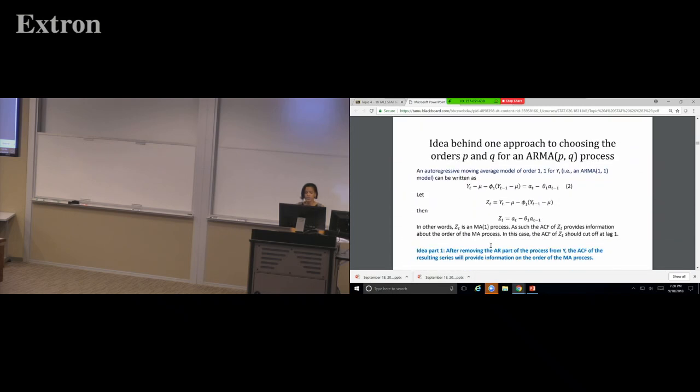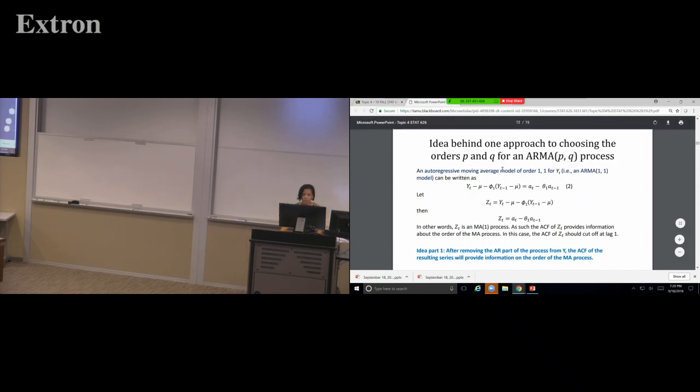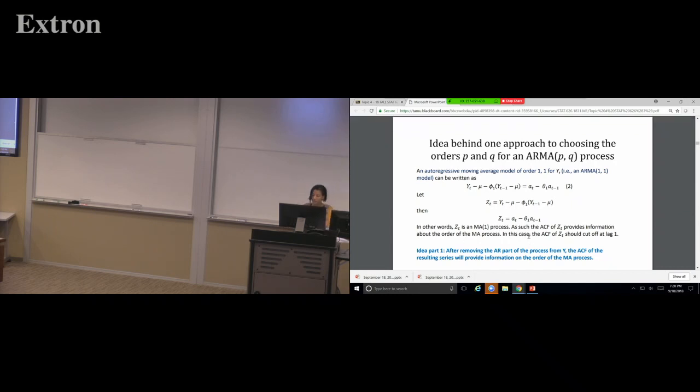Just to show you the general definition of an ARMA. I'm sorry, I was jumping ahead. We were talking about not being able to determine where the cutoffs are for p and q from the autocorrelation function and the partial autocorrelation function. So where do we go from there?